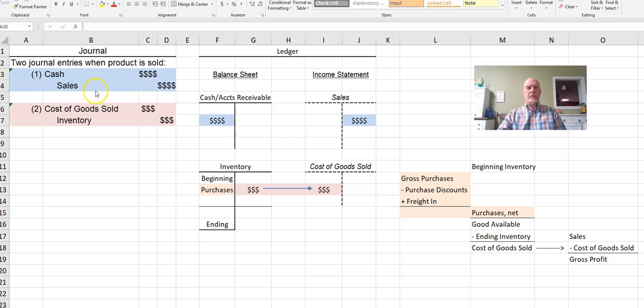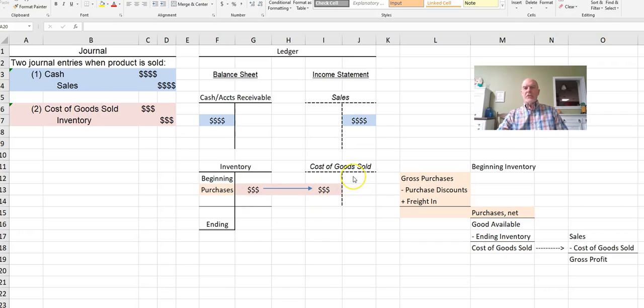So in the journal here in the blue, this is the entry we would record at the sales price: debit cash, or debit accounts receivable if they haven't paid us yet, and credit our sales revenue. I don't have numbers in it, but you can see where that goes in the ledger. And then we would also record the fact that we no longer have this product. So in the pink journal entry, you can see that I'm crediting inventory and debiting cost of goods sold. Here that is represented.